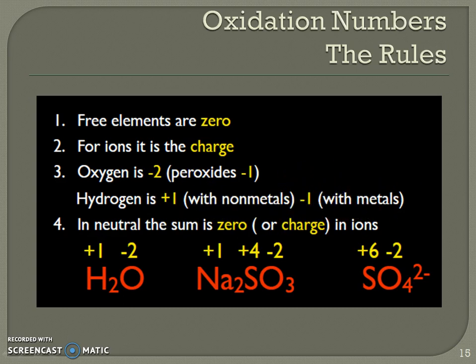Yes, you can see sometimes hydrogen is going to be a hydride. And number 4, in neutral compounds the sum is 0, or the charge in ions. What he means by that is if you have a compound, the whole thing has to equal 0. So you have to get these charges to equal 0. And we're going to see how in the heck we are going to get the charge of sulfur here, knowing that the charge of the whole compound is 0. Same thing with this polyatomic ion. How do we find the charge of sulfur here when the whole polyatomic ion has a -2 charge?